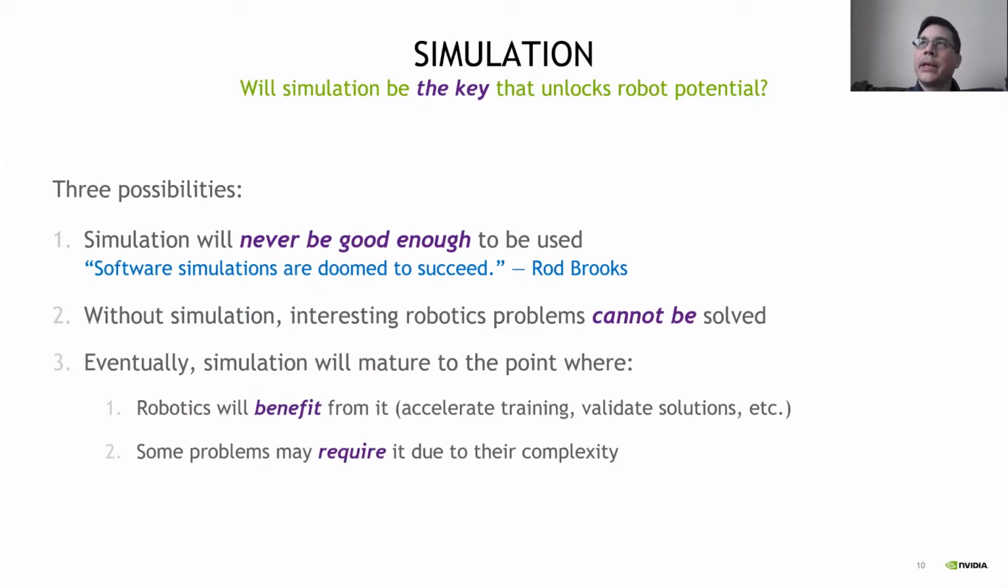What I'm going to advocate is that while progress can no doubt be made without simulation, that's fine. But I think eventually it will mature, and we can debate when that'll happen, to the point where simulation will be useful for solving real robotics problems. That is, to generate training data, validate solutions, and so forth. And I think we're going to find that some problems are so complex that as we try to tackle them, simulation actually is critical. So robotics will not only benefit from it, but some problems may actually require it.